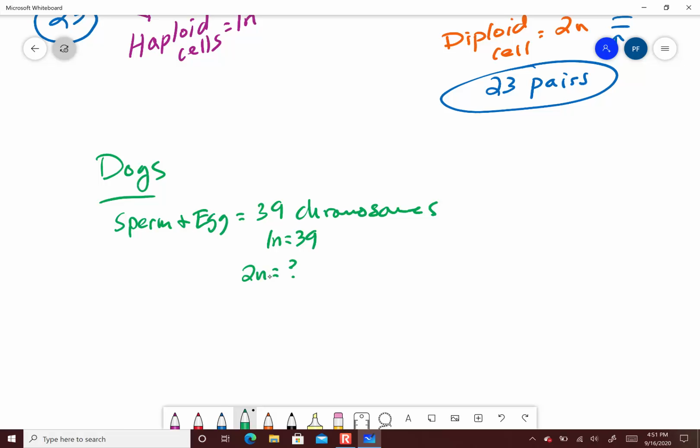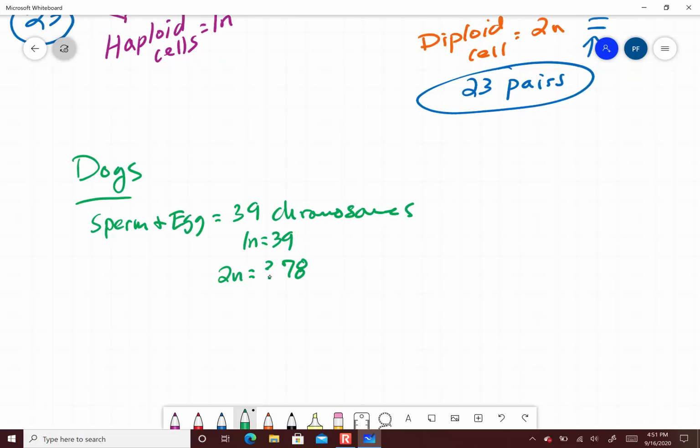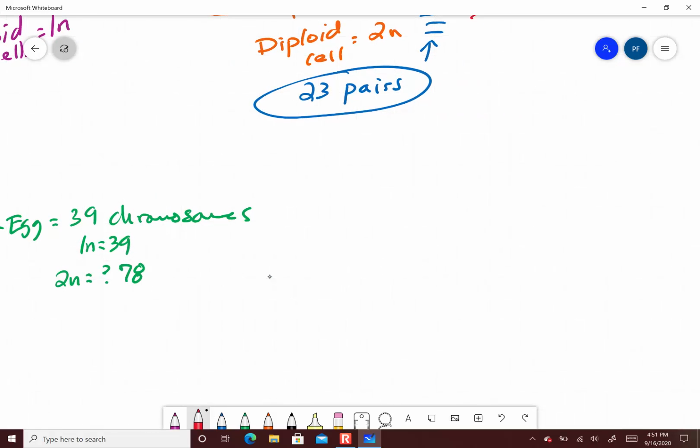And remember, I've told you, like, if we have these numbers, the only two options we have are it's double what we already have, or it's half of what we already have. So the 2N number is going to be 78. Okay, if we already know the 2N number, doesn't matter what organism it is. If we know 2N is 50, then we should automatically know 1N is 25, right? If 1N is 200, 2N is 400, right? That's all we're doing. We double it or we half it. Those are our options.